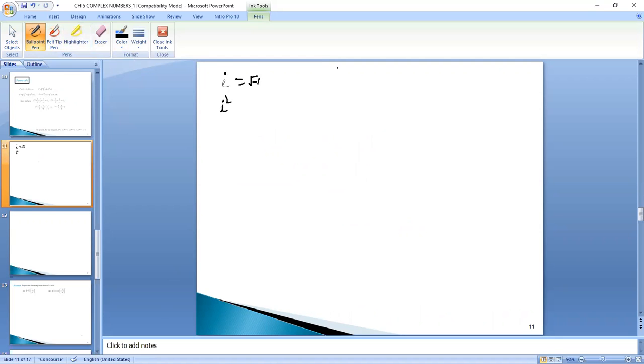Iota square will be, the value of iota square will be root of -1 into root of -1, which we can write as root of -1 whole square. You know that root of -1 is power 1 by 2. It will be 2 here. 2 cancelled. It is -1.